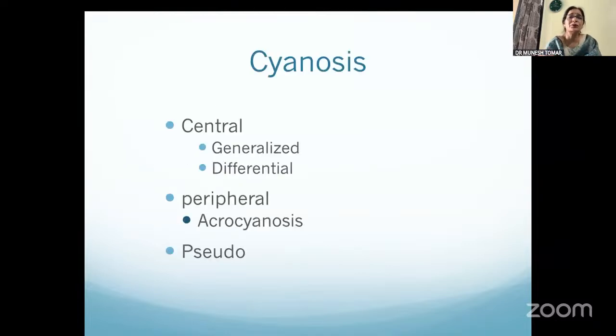To classify it more, it can be central cyanosis, which could be generalized or differential. It can be peripheral cyanosis. Apart from that there is acrocyanosis, which we see in newborn babies, and pseudocyanosis. Because of discoloration or because of light, we may get the impression that the limbs are blue, but they are not.